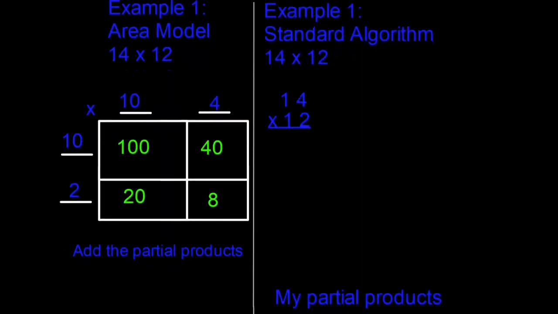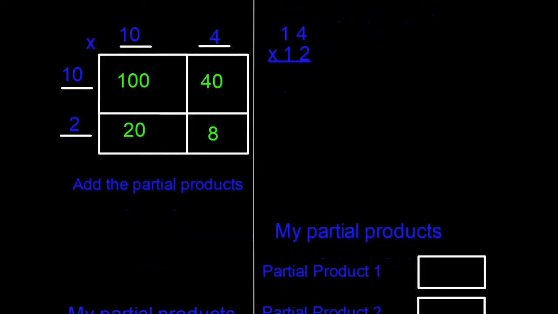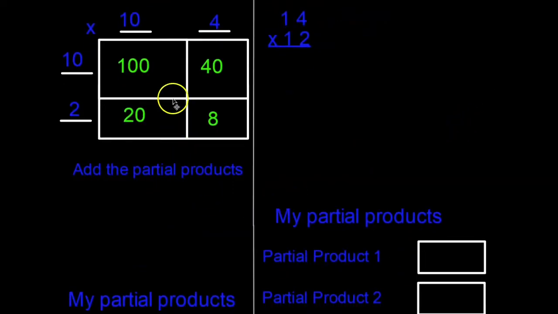Now, the next thing that I need to do with those partial products is add them together. So I'm going to have 100 plus 40 plus 20 plus 8. When I add these together, I'm making sure that I line up my place value positions. When I add them, I am going to get 168.